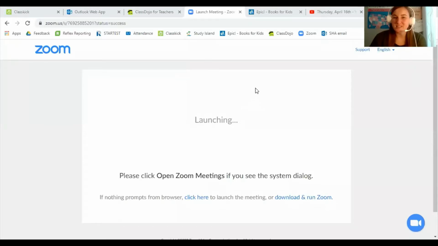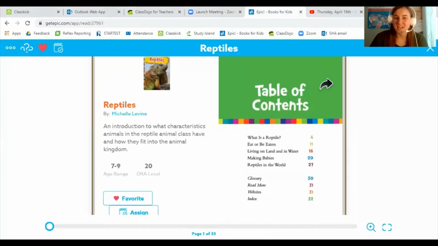Okay, today we are going to jump back into our book about reptiles, and this time we're going to focus on the vocabulary words in the book. We are going to first use our context clues to try to decide what the word means. Then we're going to look at the actual definition, and this will help you with your assignment for today.